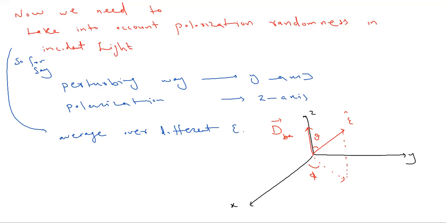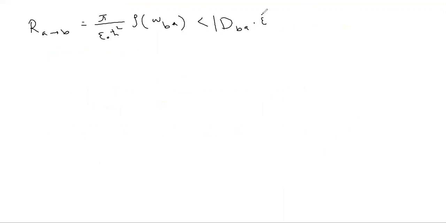So we now just have to average over different epsilons. And to average over different epsilons, we can rewrite the transition rate as pi over epsilon naught h bar squared times |d_ba · epsilon hat| squared. Let me call this equation number 2. So let's calculate what this term is.